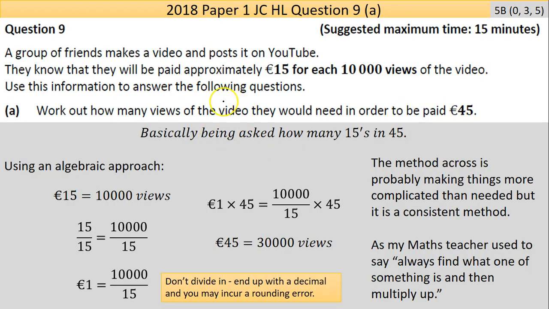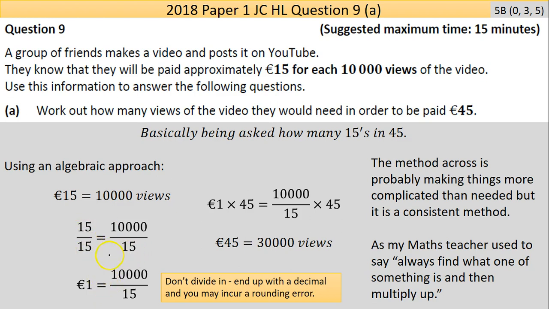Now, showing that out, it's probably a bit long-winded here, but you want to show it algebraically, okay? You could just show the answer. You probably get full marks for correct answer, no work shown. But if there is a calculation, show it, okay? So €15 equals 10,000 views. Now, what have I done here? I've done it a little bit differently here.